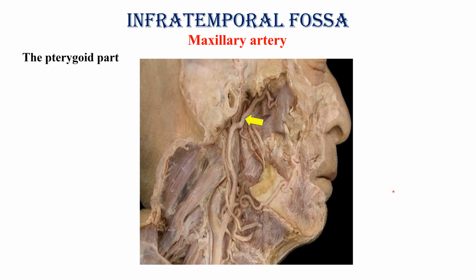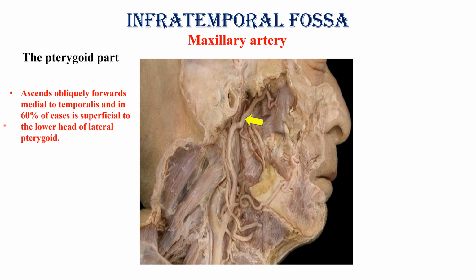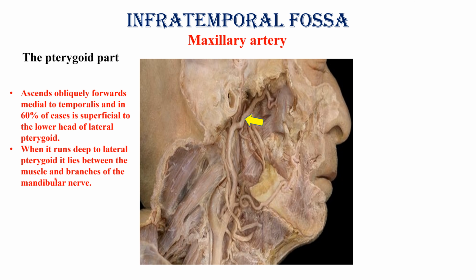That is the maxillary artery again. The pterygoid part ascends obliquely, as you can see here. That is the pterygoid part here. It ascends obliquely and in 6% of cases superficial to the lower head of the lateral pterygoid, which we have seen. This is the lower head here. So either superficial in 6% or in 40% it is deep to it.